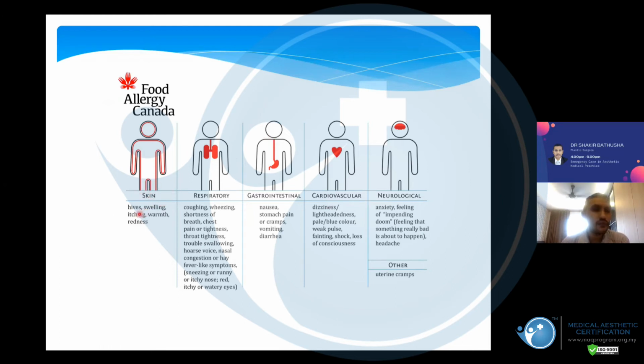On the skin, it's quite common. This is what we always look for, whether they present with hives, swelling, itching, warm redness, whether they're wheezing, have shortness of breath, or complain of chest tightness. This chest tightness could be because of an anaphylactic reaction. It also could be because the patient is having a cardiac arrest. They can have changes in voice, hoarseness of voice, nasal congestion. You can have nausea, vomiting, stomach pain, cramps, diarrhea, and all the others.